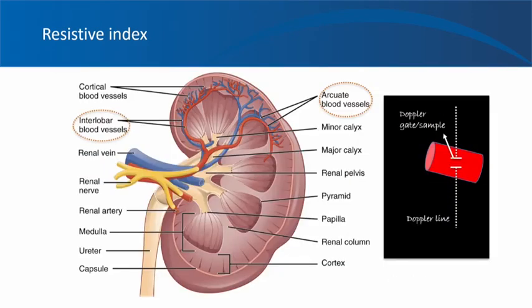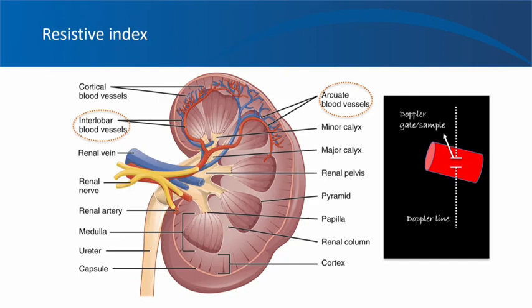This is the illustration demonstrating renal vasculature. You have the main renal artery. It divides into big segmental branches, which divide into interlobar blood vessels, and interlobar blood vessels become arcuate vessels here, and you have small cortical branches coming from the arcuate arteries.